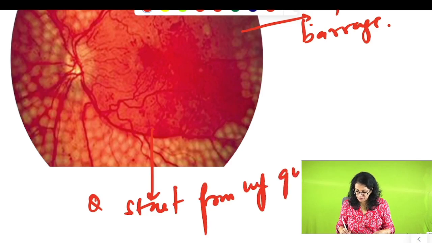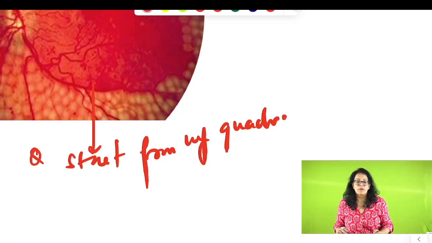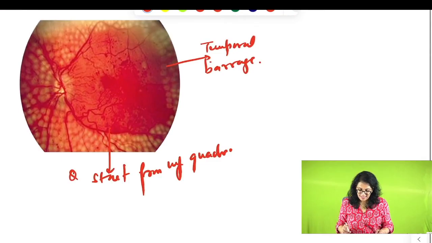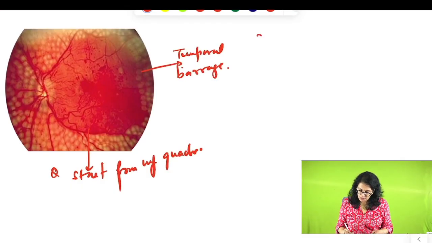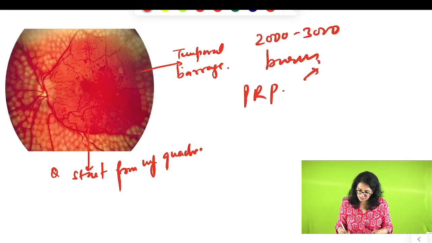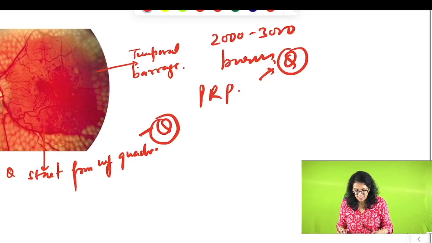Why do we have to start from the inferior quadrant? Because if I'm doing it from superior and there's any bleeding, the blood settles down and now I can't see anything. Therefore, the whole procedure always has to start from the inferior quadrant. Generally, the number of burns depends upon the severity of the disease, but on average you should remember the number of burns we give in PRP is around 2000. These are a few questions on PRP. One was this one, second was from where do you start. Okay, we come to the next slide.